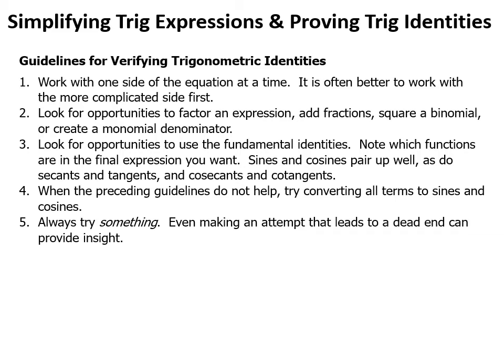Note which functions are in the final expression you want. Sines and cosines pair up well, as do secants and tangents, and cosecants and cotangents. Those we're talking about because of the Pythagorean identities. When the preceding guidelines do not help, try converting all sides to sines and cosines. Always try something. Even making an attempt that leads to a dead end can provide insight into the problem.